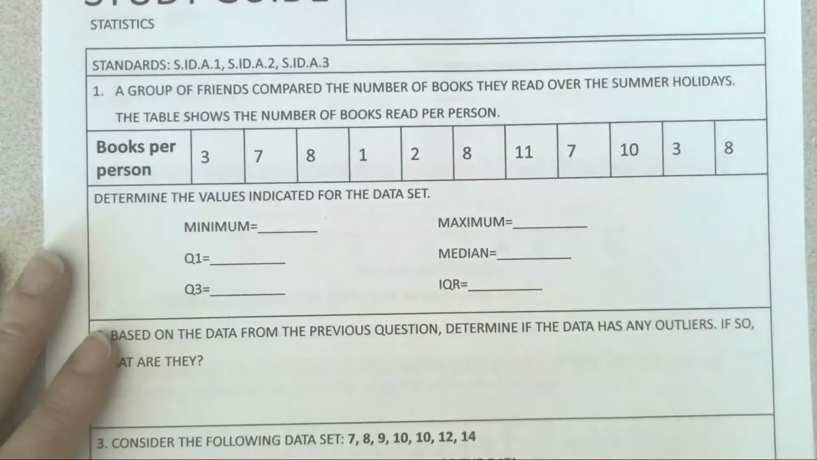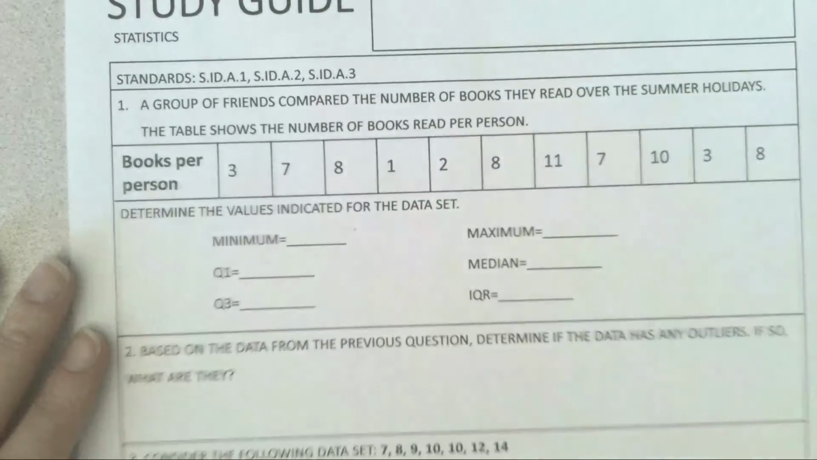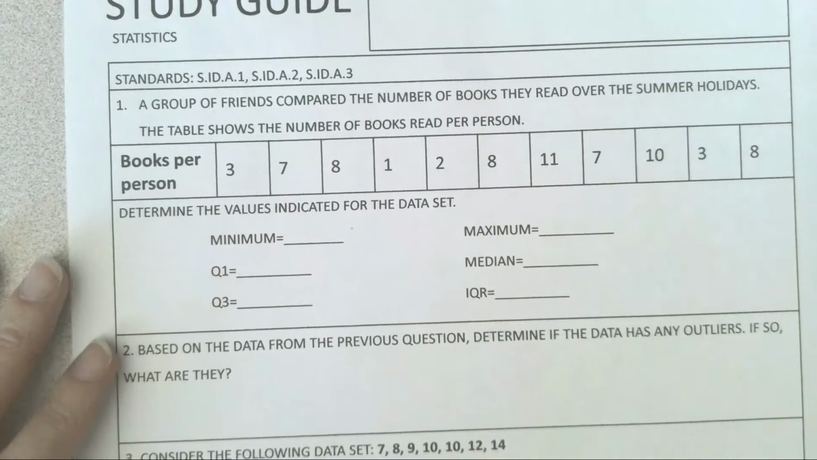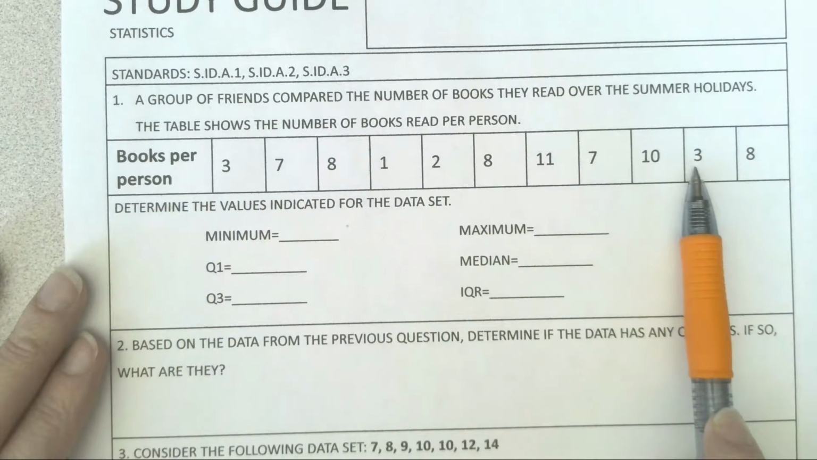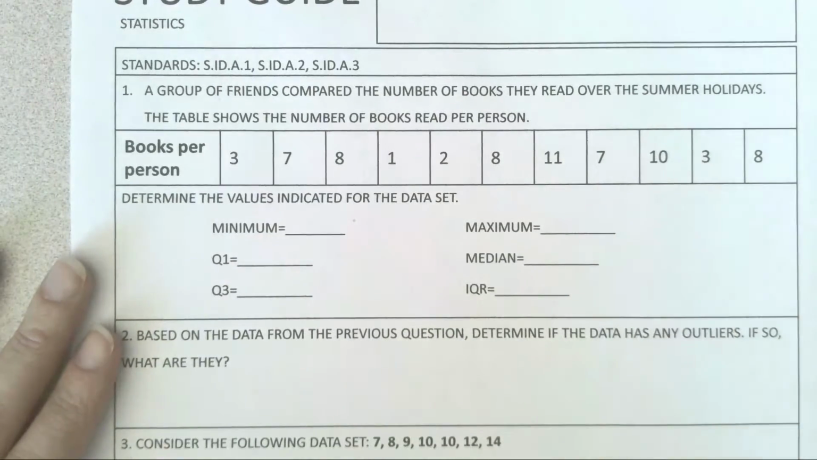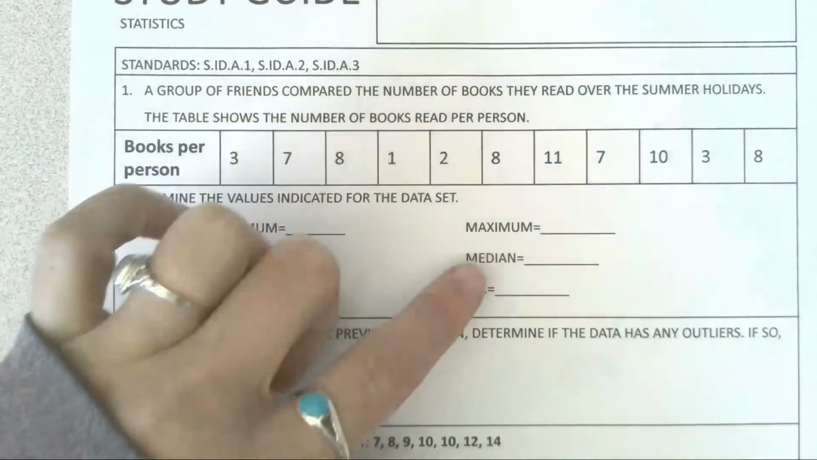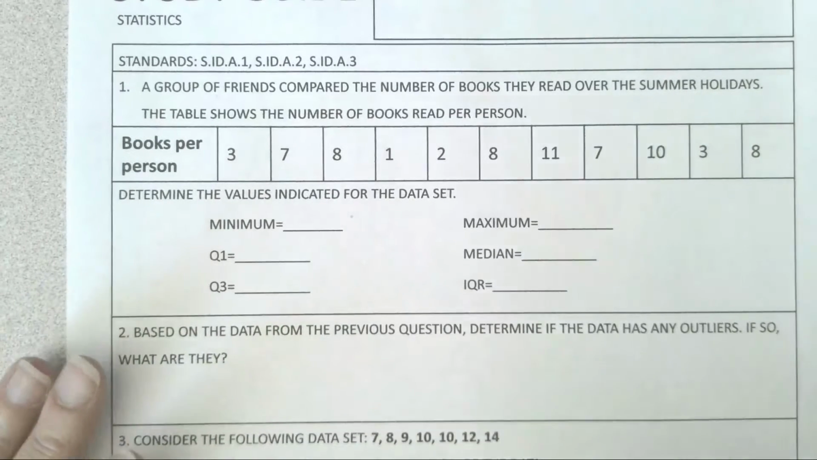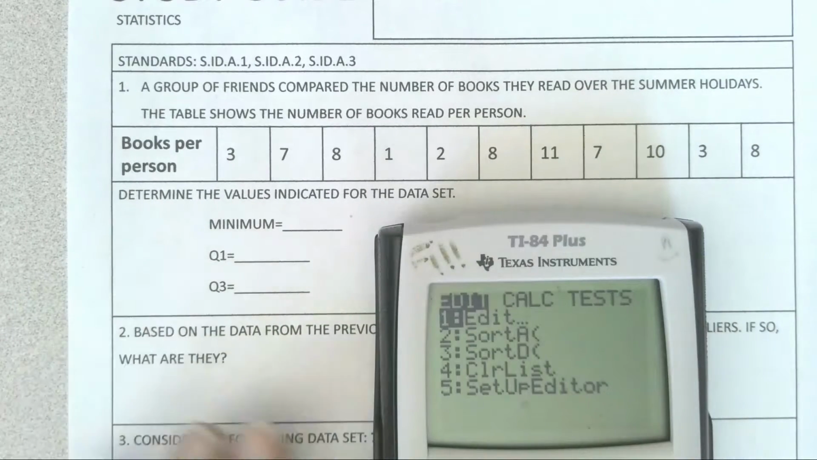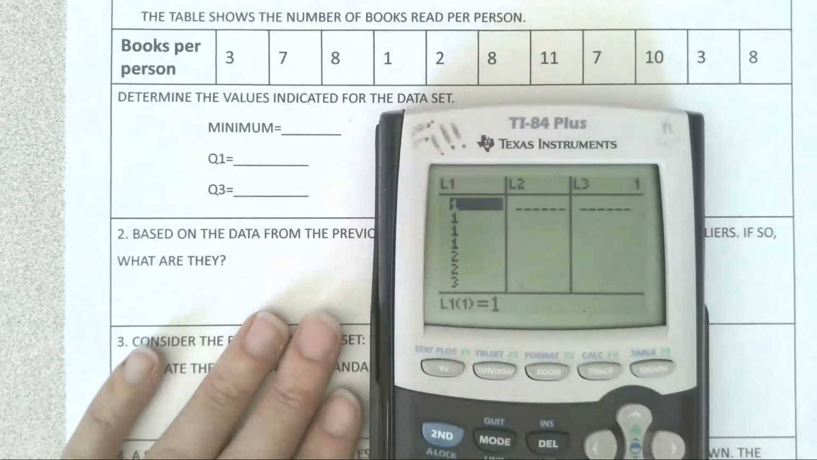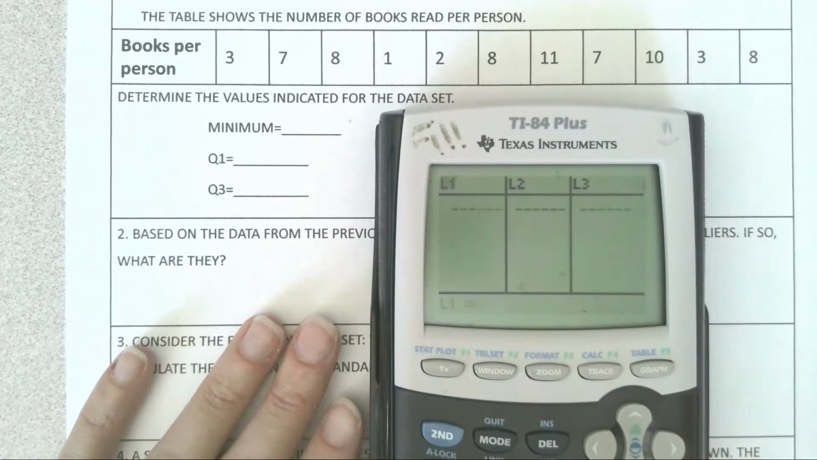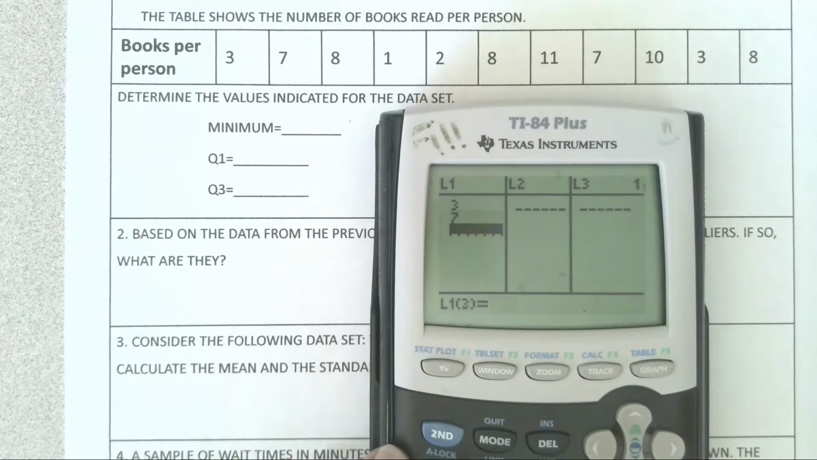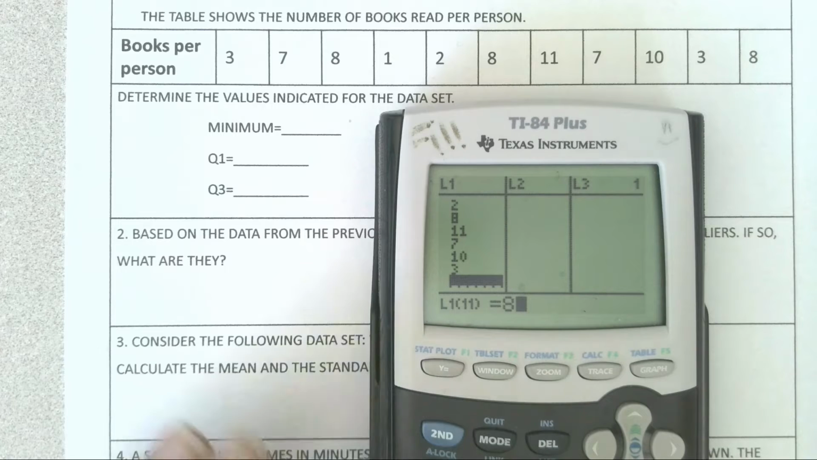So for number one, a group of friends compared the number of books they read over the summer holidays. The table shows the number of books read per person. We need to find the 5-number summary and the IQR. So I'm going to go ahead and put these into my graphing calculator. So stat edit, clear this out. I've said this before, I'll say it again, they don't need to be in order. We just want to put them in the calculator as is.